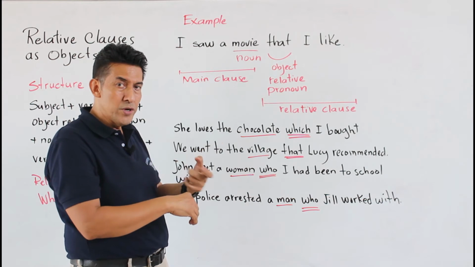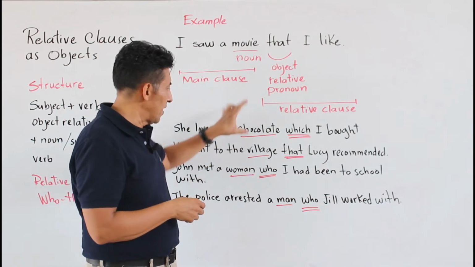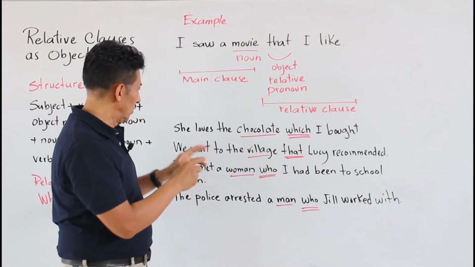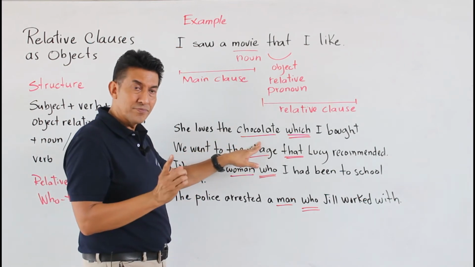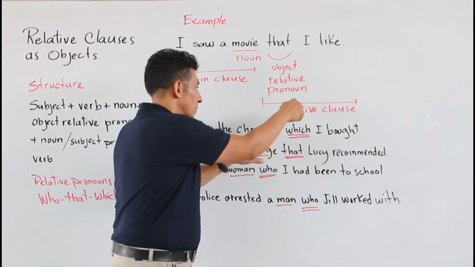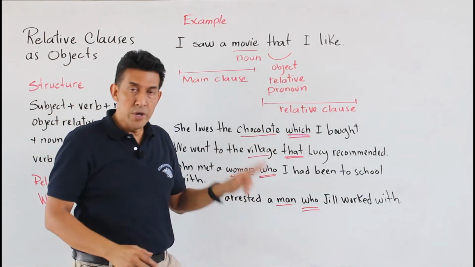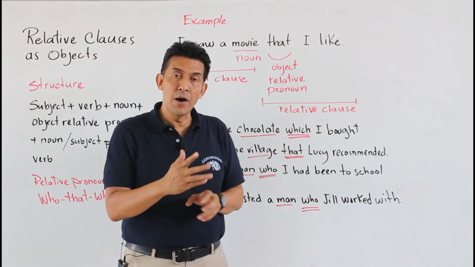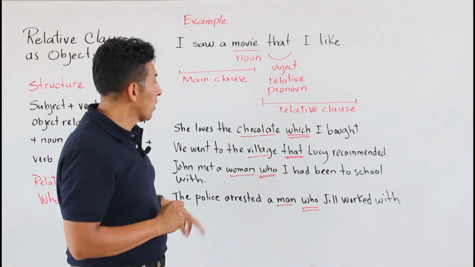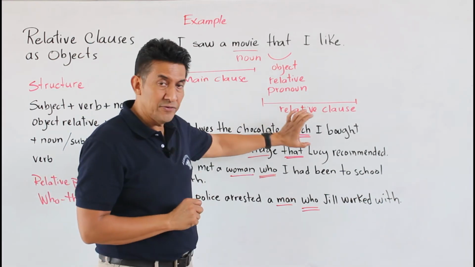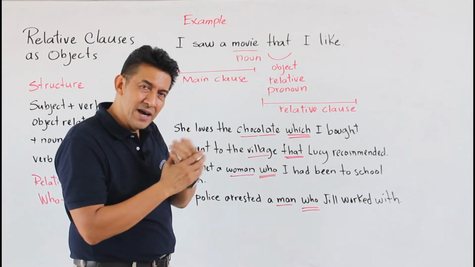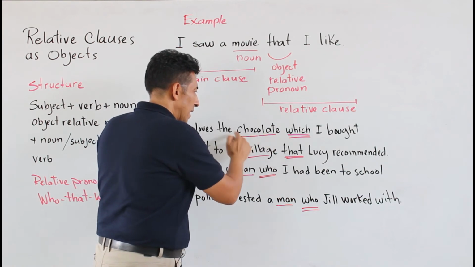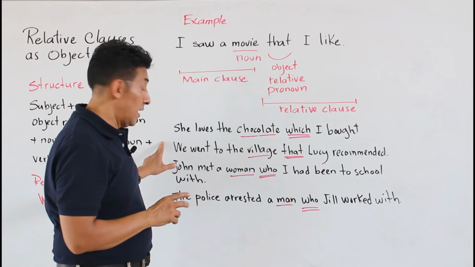That's why we use a relative clause, because we need to define what chocolate we are talking about. She loves the chocolate, and chocolate is a thing. We use the object relative pronoun which, and then what I bought. So this is how the relative clause is used in this sentence to give an idea or to modify the noun. Okay, let's go to the second one.